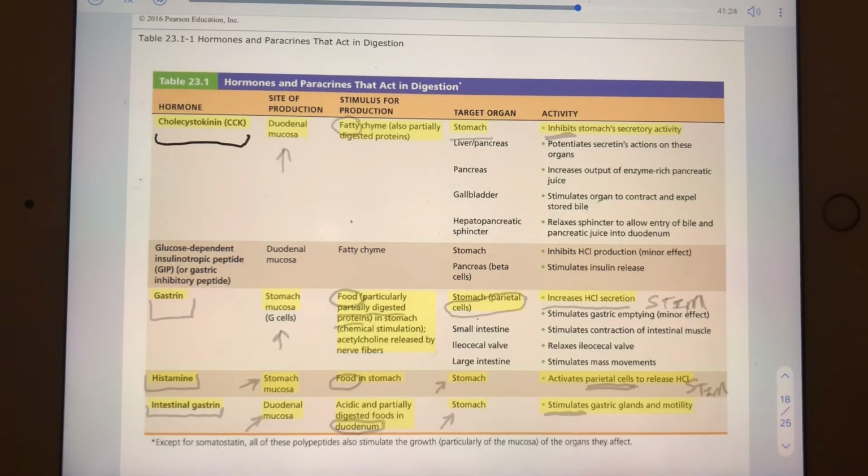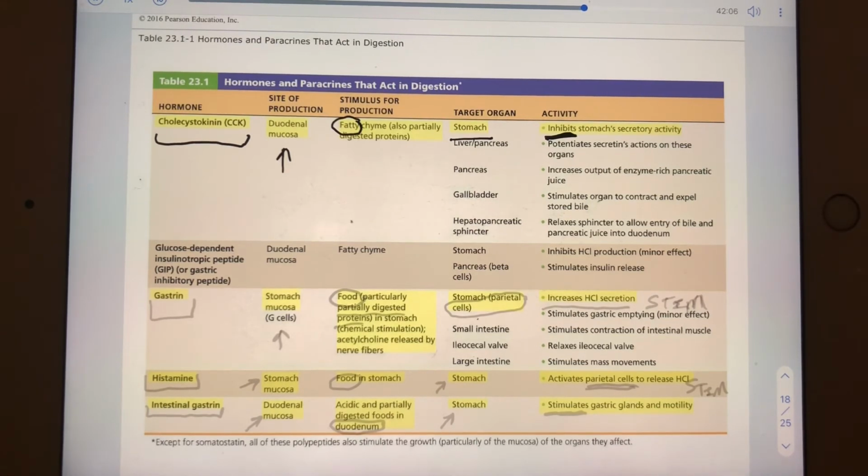Cholecystokinin, we just talked about being a product of the duodenum. It's stimulated by the arrival of partially digested proteins. It's stimulated by an increase in acidity. Also an increase in lipid-rich chyme and distension, okay? And this hormone targets the stomach and specifically inhibits gastric secretion.